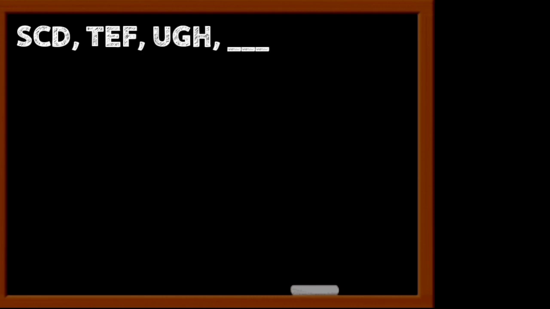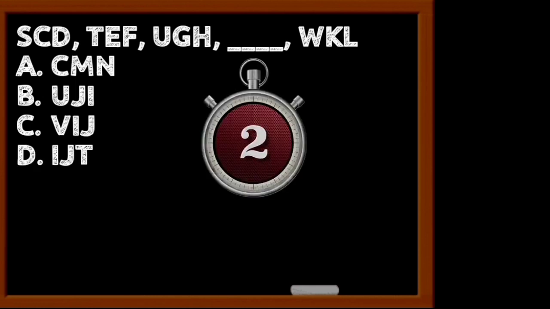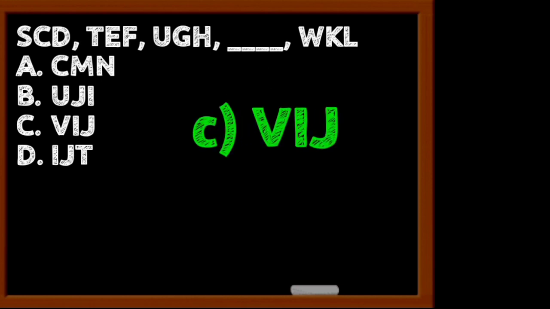The question is to fill in the blank space. The question is SCD, TEF, UGH, blank, WKL. The options are option A CMN, option B UJI, option C VIJ, and option D IJT. The answer is option C.